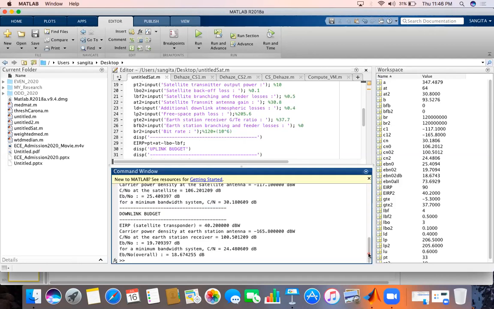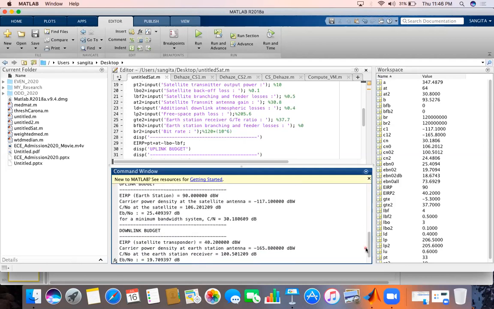The same for the downlink: EIRP 40.2 dB. Carrier power density at the earth station antenna is minus 165.8 dB. Carrier to noise ratio at the earth receiving center is 100.501209 dB. Eb by N0 is equal to 19.709397 dB for a minimum bandwidth system. Now the carrier to noise ratio is equal to 24.480609 dB. Therefore, the overall energy with respect to noise is equal to 18.674255 dB. This is a particular case study.